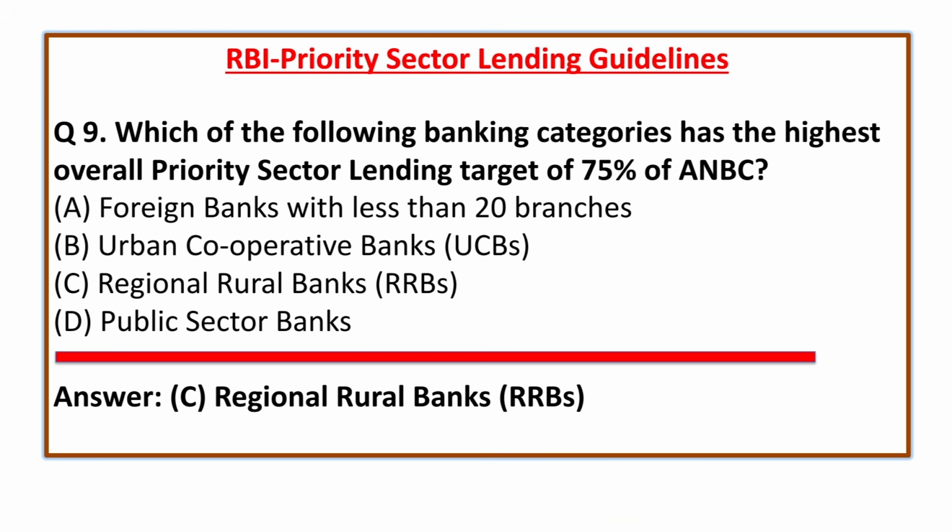Question 9. Which of the following banking categories has the highest overall priority sector lending target of 75% of ANBC? A. Foreign banks with less than 20 branches. B. Urban cooperative banks, UCBs. C. Regional rural banks, RRBs. D. Public sector banks. Answer. C. Regional rural banks, RRBs.